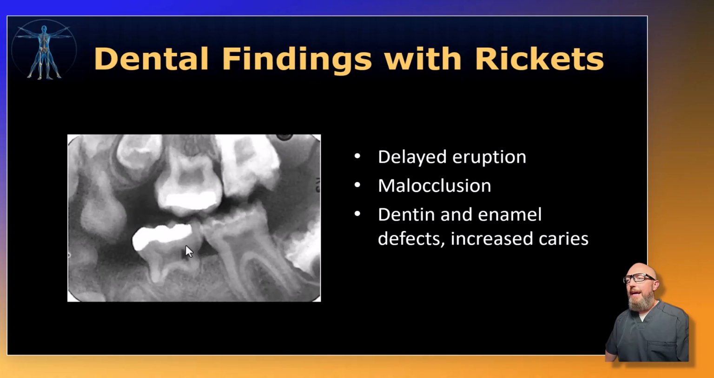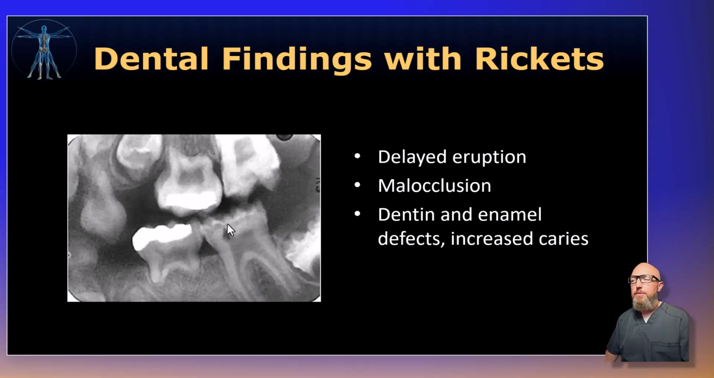And so aside from the maldeveloped enamel, we may have delayed eruption, malocclusion, dentin defects as well as enamel. And with the defective enamel comes increased caries. In adults with osteomalacia, the teeth are already built, so the disease only shows in bone. Overall radiolucent appearance, sparse trabeculation, thin or absent lamina dura, and clinically adults with osteomalacia may have bone pain.